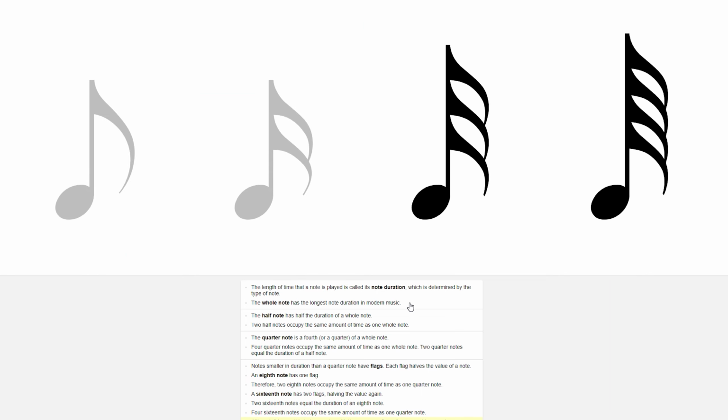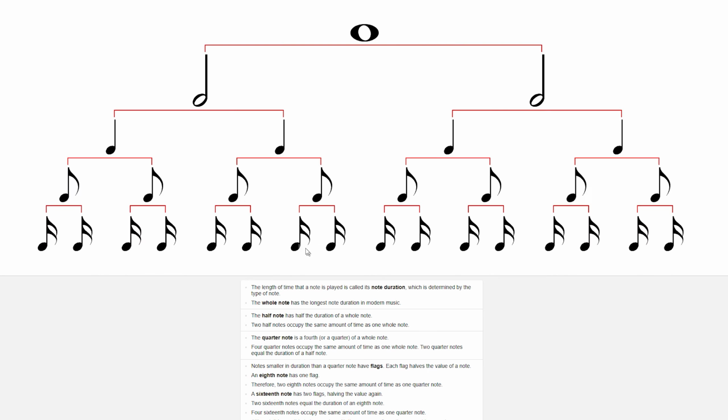Although it is possible to have notes with three or more flags, they're seldom used, meaning you rarely ever see them. And they're not worth mentioning so early on in your musical career. This chart displays the relationship of all five note types discussed in this lesson.